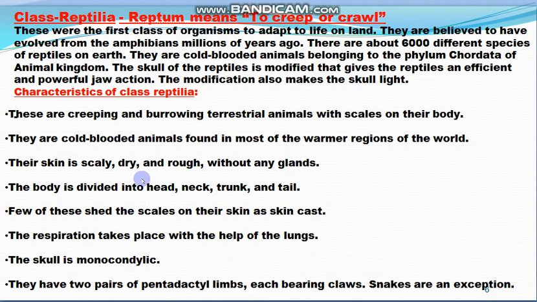And these were the first class of organisms to adapt to life on land, and they are believed to have evolved from the amphibians millions of years ago, and there are about 6,000 different species of reptiles on earth, and they are also cold-blooded animals belonging to the phylum Chordata of Kingdom Animalia.